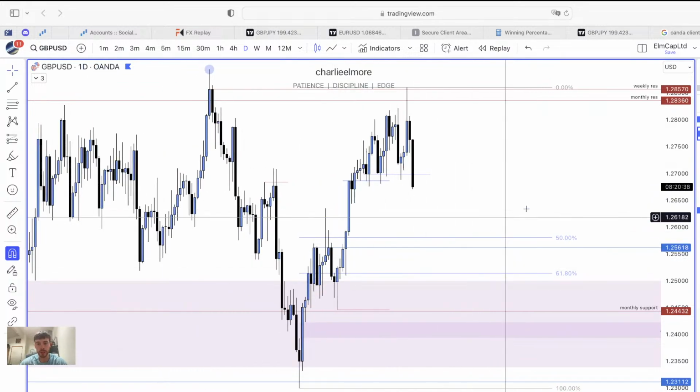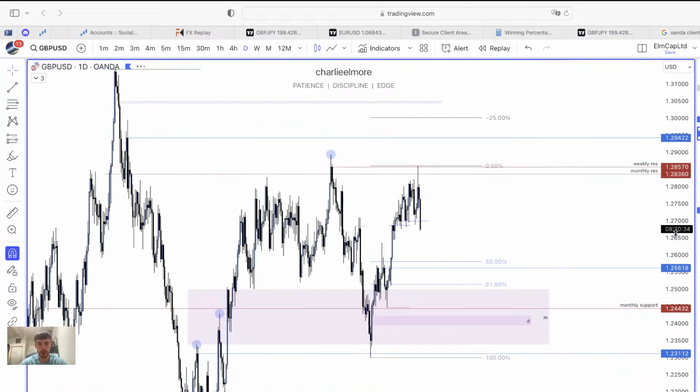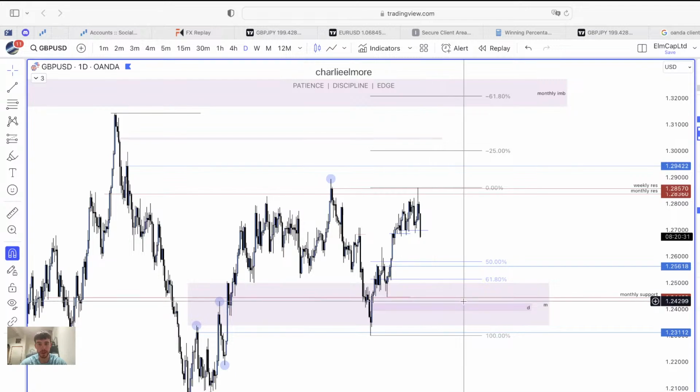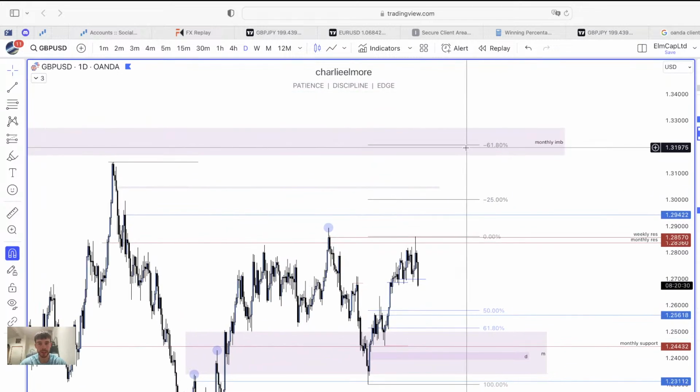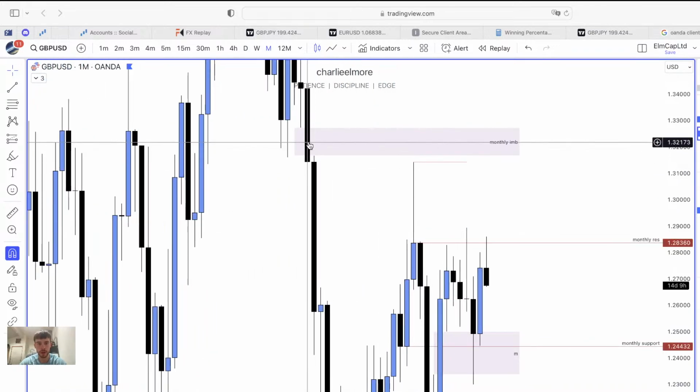If we come down into a discount, that would be a phenomenal place to buy GBP USD anywhere within here, because we've got that to contend with, and we've also got the 618 extension of this Fibonacci aligning with the monthly imbalance. So if you go back to the monthly, you can see that right there.